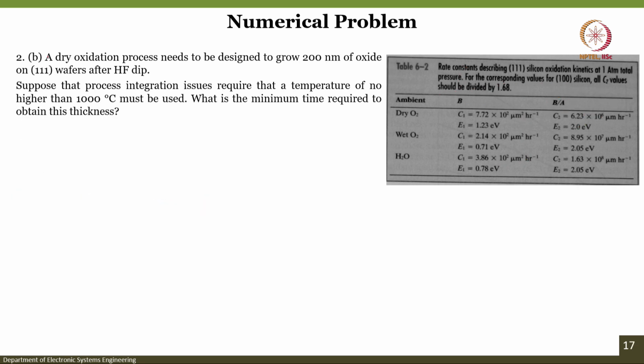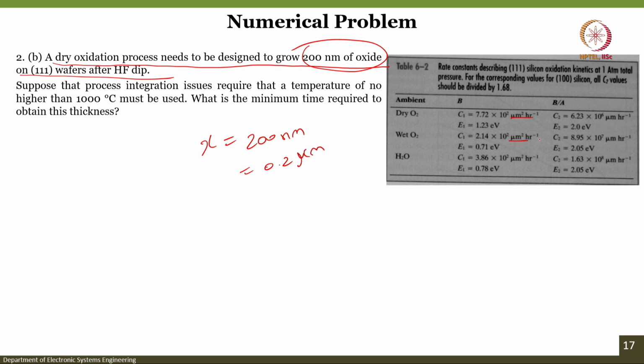Then next problem. A dry oxidation process needs to be designed to grow 200 nanometer thickness of oxide on a 111 wafer. The thickness that they are looking at is 200 nanometer. Try to convert everything into micrometer, then that will be easy because the units you will look at are in micrometer square per hour. Suppose that process integration issues require a temperature of no higher than 1000 degrees. So, your temperature is 1273 Kelvin. What is the minimum time required to obtain the thickness?